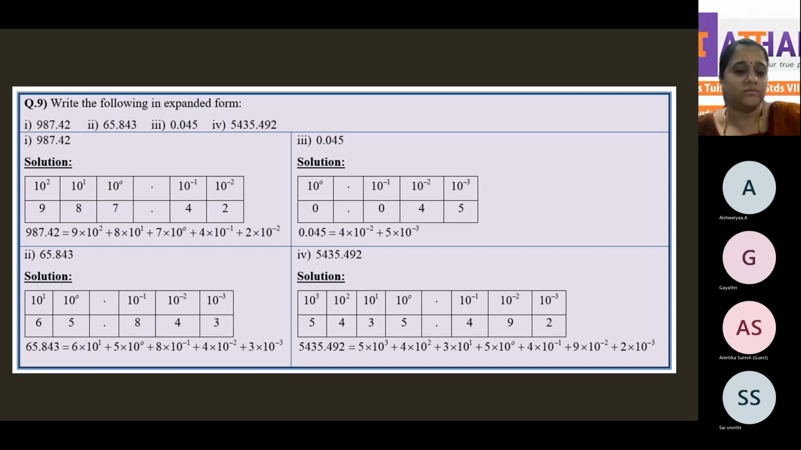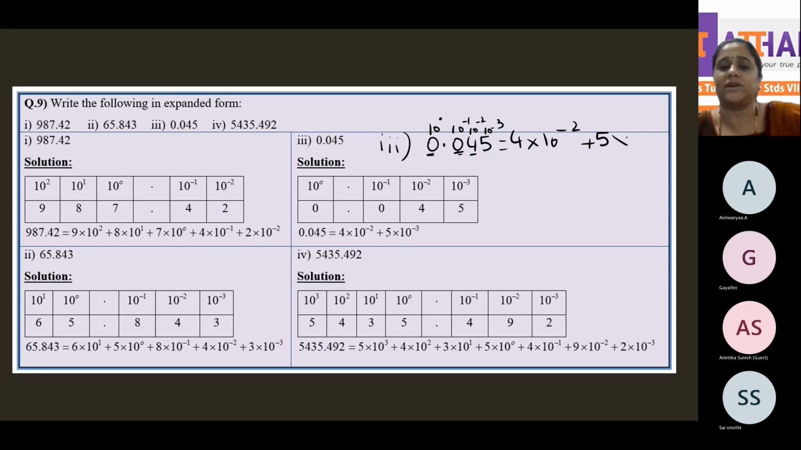So now, for example, the third one, just write the number 0.045 and you can straight away give the answer. You know that this is the ones place, this is 10 to the power 0. This is 10 to the power -1, 10 to the power -2, 10 to the power -3. You don't have to write for the zeros. You can start with the valid digit 4. So 4 into 10 to the power -2 plus 5 into 10 to the power -3.